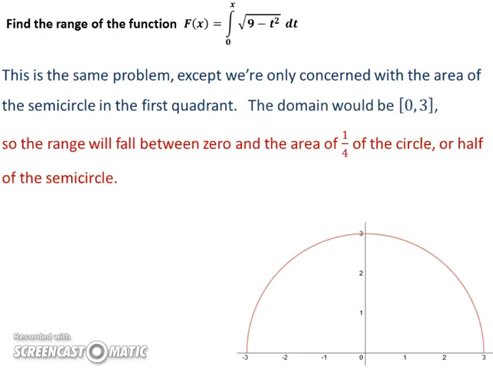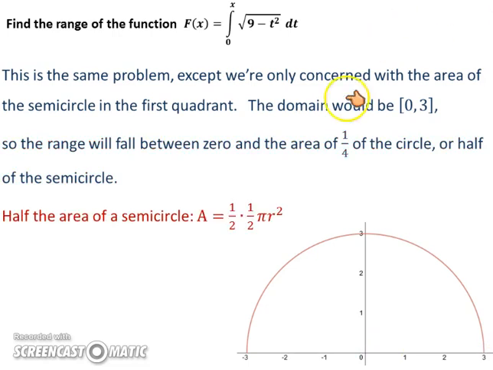The range is going to fall again between 0, because if we plug in a 0 right here, meaning we're starting here and we're going nowhere, we end up with 0. And then the highest value of the range is going to be the area of the entire quarter circle, or half of the semicircle. So we have the area of a semicircle, and then half of that, or a quarter of a circle. And again, the radius is 3. So our range in this case is from 0 to 9 pi over 4.